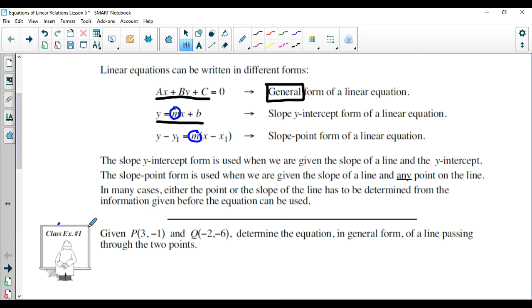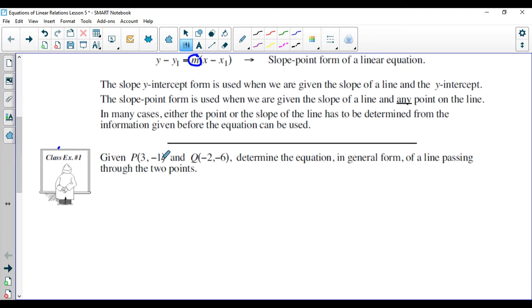Regardless of whether we use y equals mx plus b or y minus y1 equals m times x minus x1, we're going to have to find the slope. So the first thing we're going to do is figure out the slope based on these two points. We'll call this coordinate x1, this coordinate y1, this coordinate x2, and this coordinate y2. So the slope from P to Q would be equal to y2 minus y1, divided by x2 subtract x1.